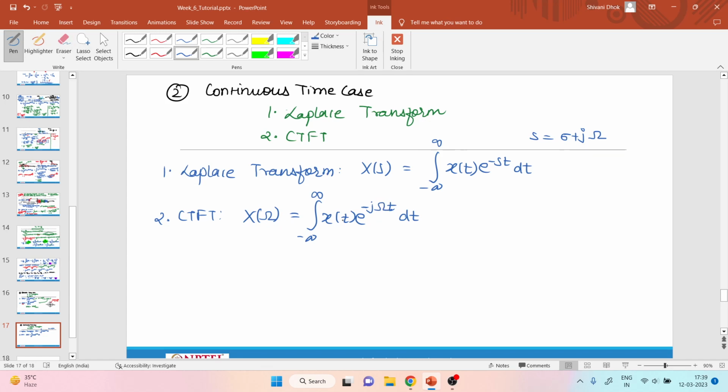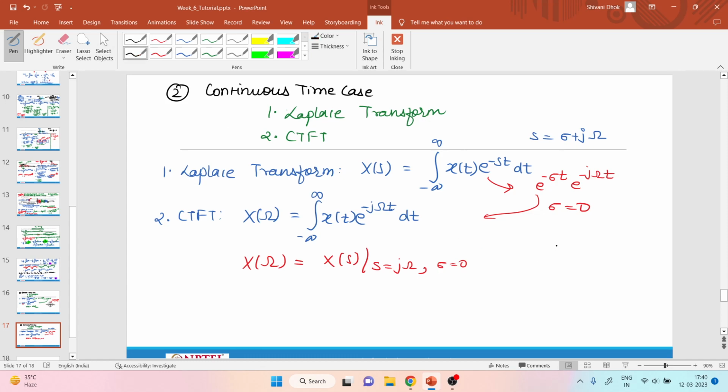This X of omega is equal to this. Now let me substitute it here. I can write it as e power minus sigma t into e power minus j omega t. So if my sigma is equal to 0, I get X of omega. That is, X of omega is equal to X of s when s is equal to j omega, or sigma is equal to 0. Both are the same thing.